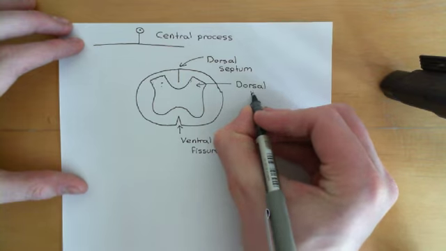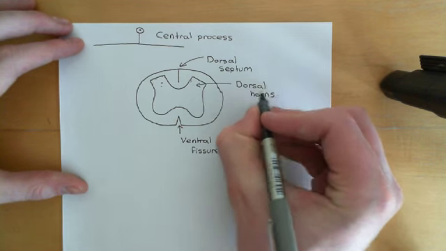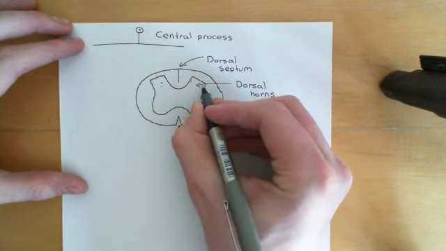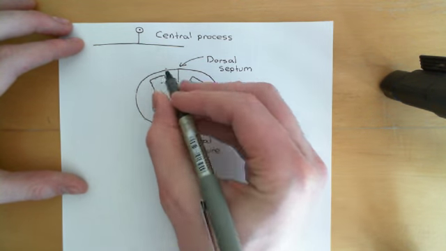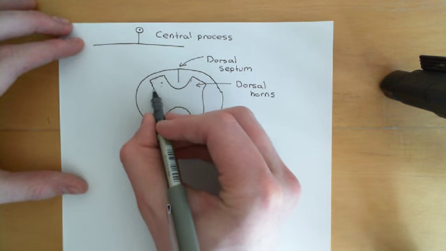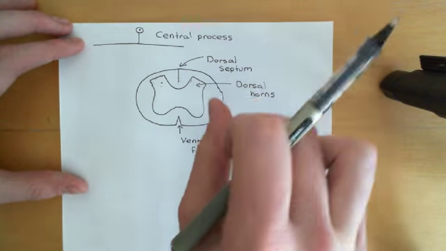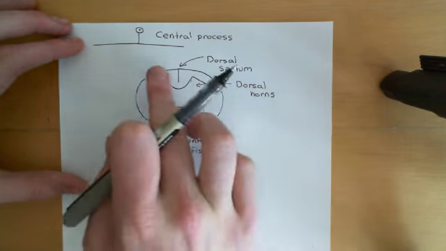Of course, you have two dorsal horns. You have a left dorsal horn, which is this one here, and you have a right dorsal horn, which is this one here. You might think, but that one's on the left-hand side, but think about it from the patient's perspective. This is the front and this is the back.